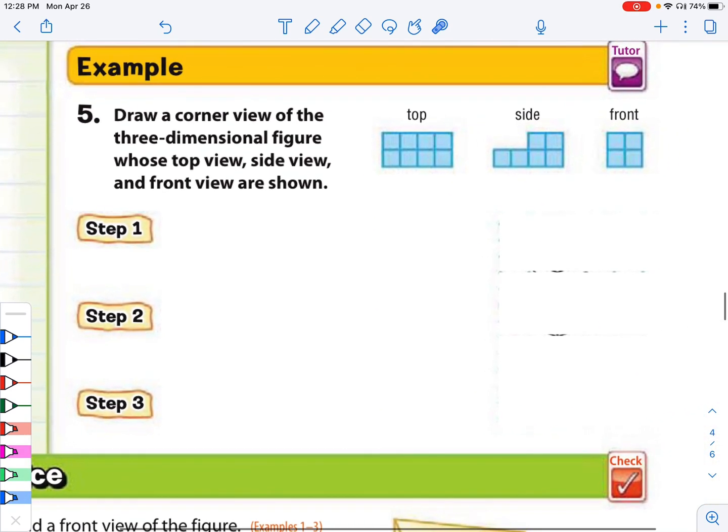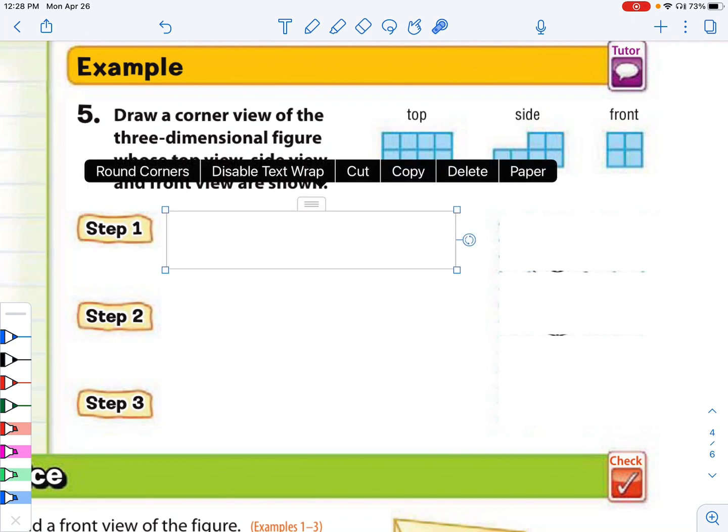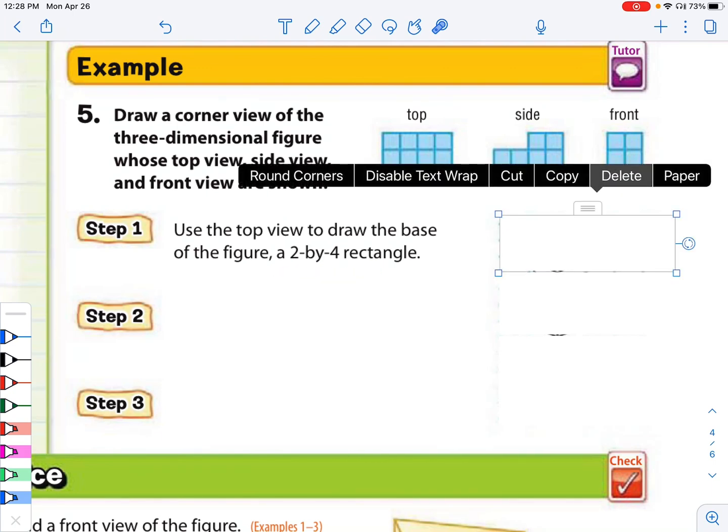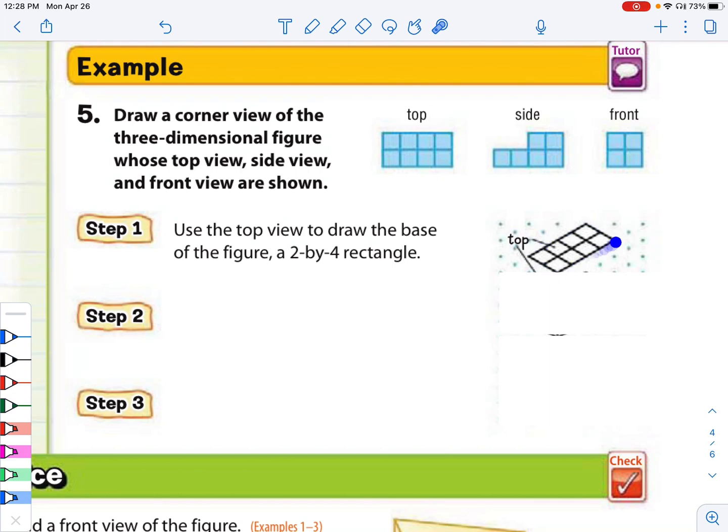Example number 5. Draw the corner view of the 3-dimensional figure whose top view, side view, and front view are shown. Again, the top view has 8 square units. The side view has 6 square units and looks something like this. The front view has 4 square units. Just like what we did in example 4, we draw the base by looking at the top view, which is a 2 by 4 rectangle, and this is how it looks. This now becomes our base.